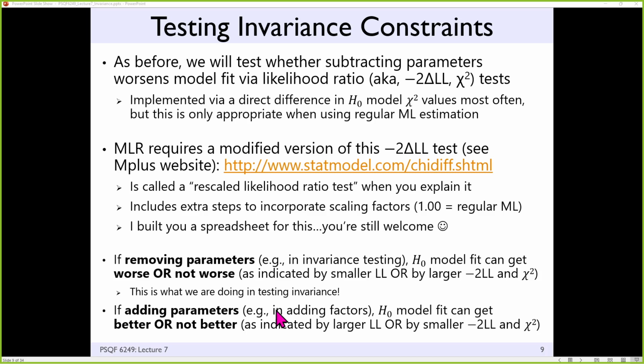So I'm hammering this home because I've seen people in results sections in writing talk about this backwards. If you're taking things away, you cannot make the model better, not in terms of absolute fit. It can only be worse or not worse.